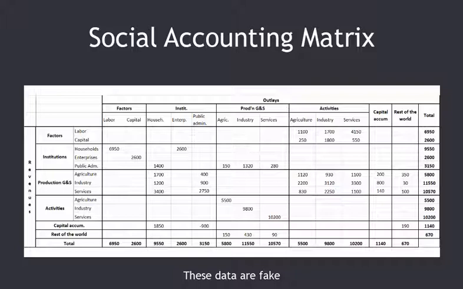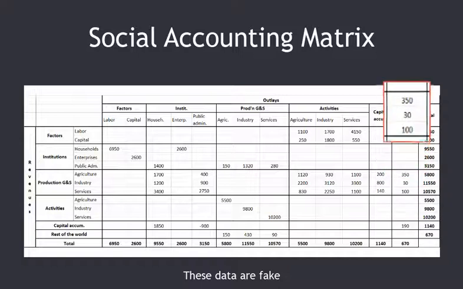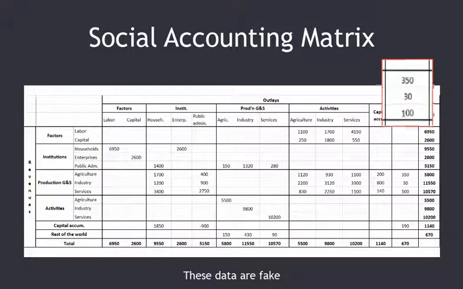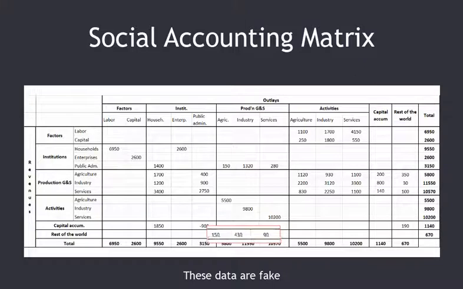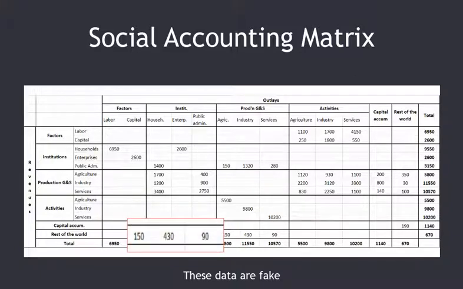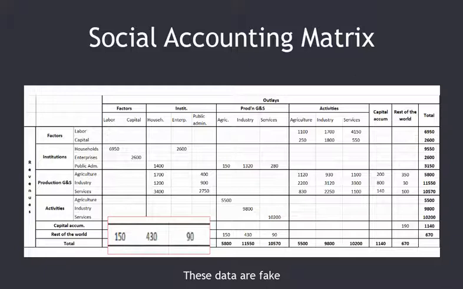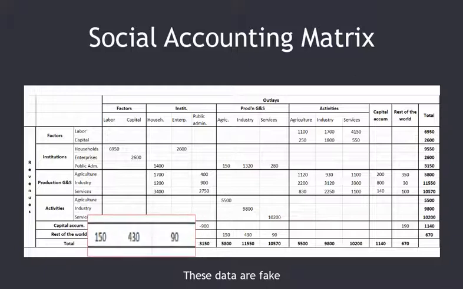Let's start with exports. They are 350 in agriculture, 30 in industry, and 100 in services. So they are a new source of demand for local producers. Imports are 150 in agriculture, 430 in industry, and 90 in services. So it's an additional supply in addition to local production.